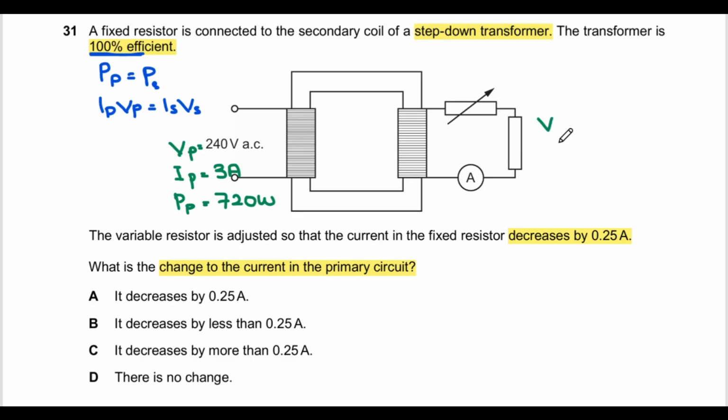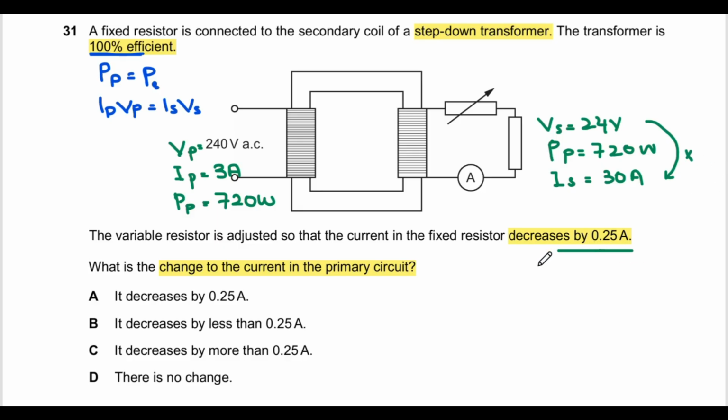Now for the secondary coil, let us assume that the secondary voltage is 24 volts. What would be the power? As it's 100% efficient, the power would be the same again, 720 watt. What is the value of secondary current? To make the power 720, I'll multiply 24 with what value of current? The value of current would be 30 amperes, because 24 times 30 would be 720 and the power would be 720 again.